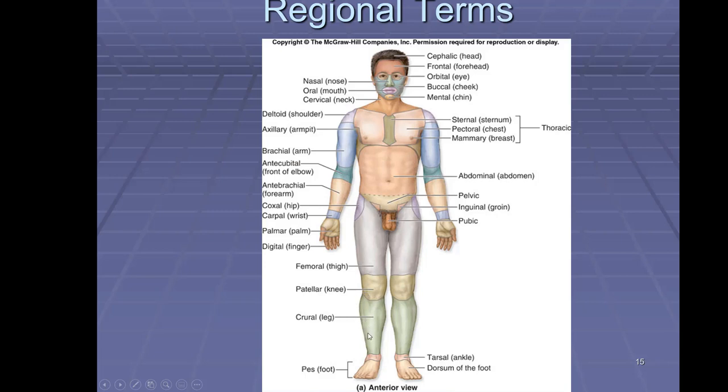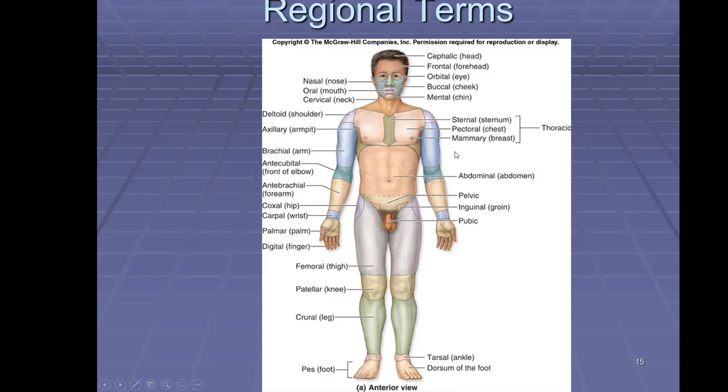Crural means the lower leg. Sometimes another term is used here, sural, S-U-R-A-L. So crural or sural mean leg. Pes means foot. Sometimes ped, like pedal, P-E-D, is used also. Dorsum of the foot means the top of the foot. Tarsal means the ankle. Pubic, where the reproductive organs are. Pubic region would be here. Pelvic region, kind of where the front of your hip bones are. Inguinal is this area right here to the side of the pubic region. So it's your groin area.